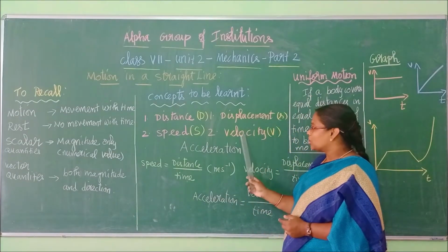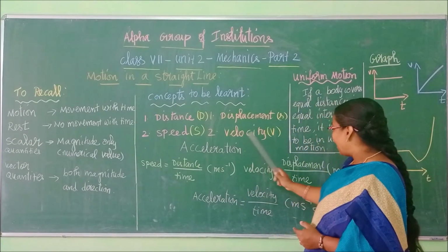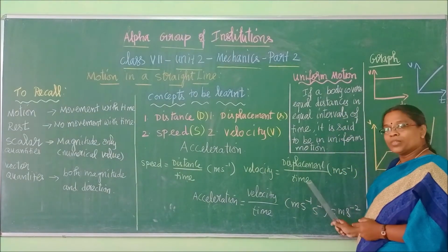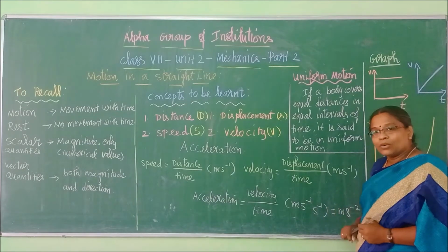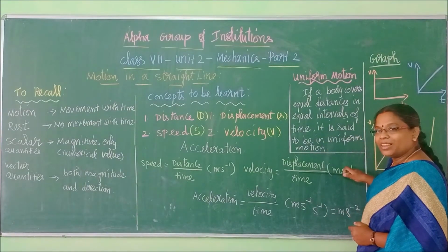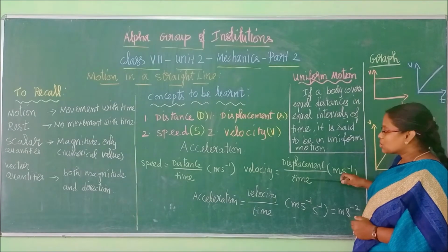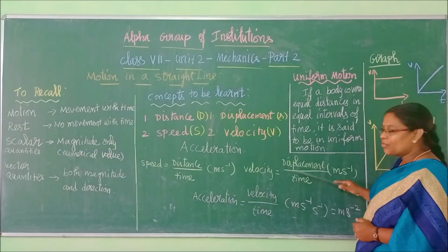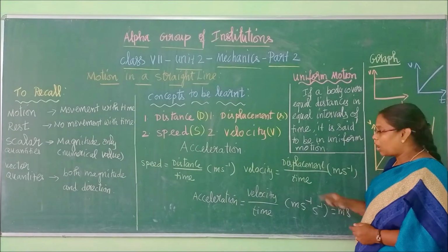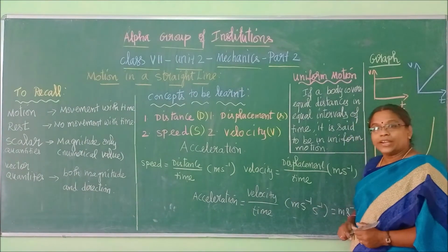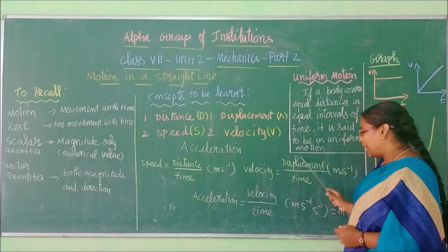Now you come to the next one, velocity. I have a formula here. Velocity is displacement by time. Formula, now give me the definition. Divided by time means the rate you should use. So what is the definition? Rate of change of displacement is called velocity. Or velocity is the rate of change of displacement.